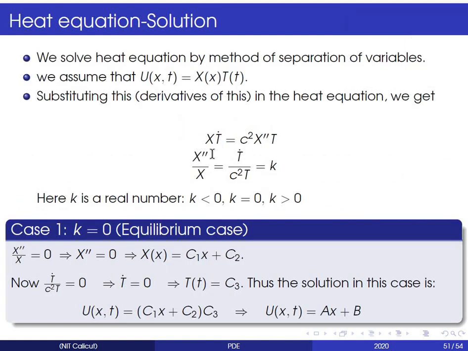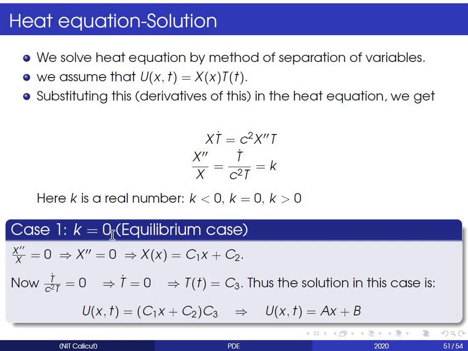Okay. Now what you have to do is separate into both sides. So X double dash by X is equal to T dot by c² T, and since the left side and right side are now in two independent variables, both of them must be equal to the same constant k. So it should be equal to k. Now you have the situation where k is positive, negative or 0. Okay. So we will see these cases one by one.